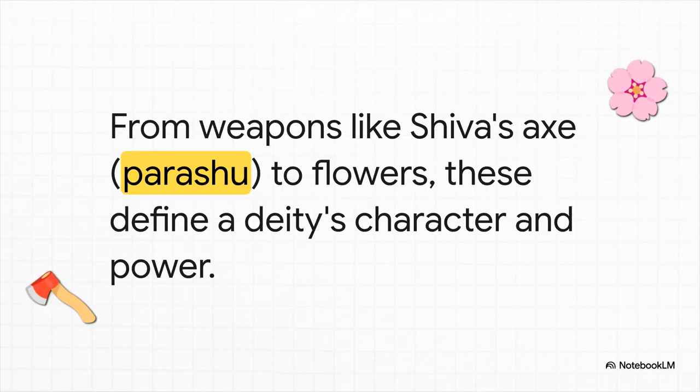Now, the objects, or ayudhas, held in the hands, these are often the biggest giveaway. They're like the primary ID card for the deity. You see Shiva with his axe, the parashu, and you instantly know it signifies his power to destroy evil. You see Vishnu with his conch and disc. A flower in the hand of a goddess could signify creation and beauty. These objects are a powerful shorthand for their stories and their powers.